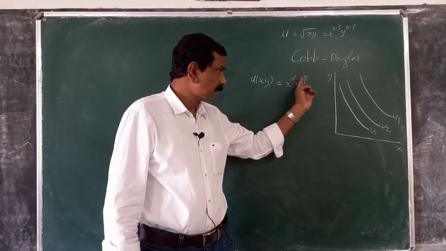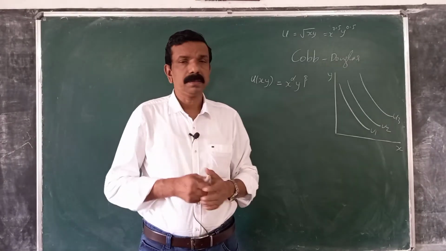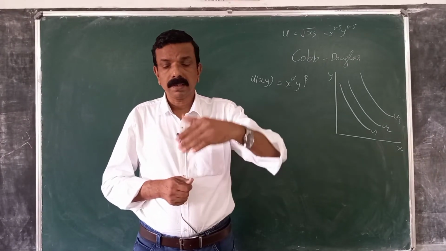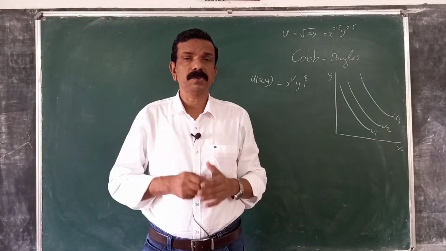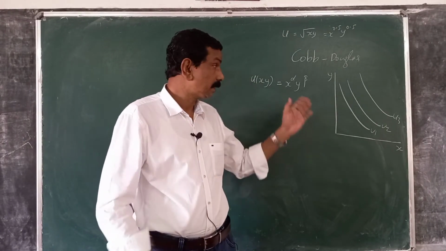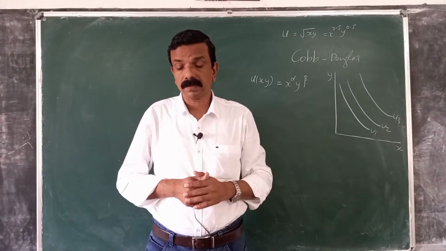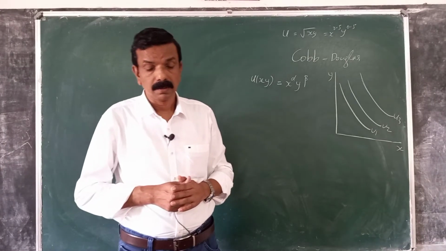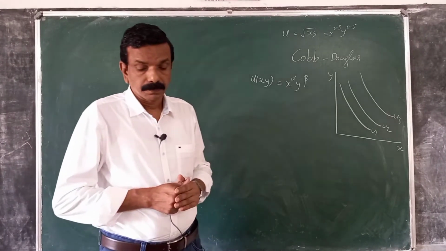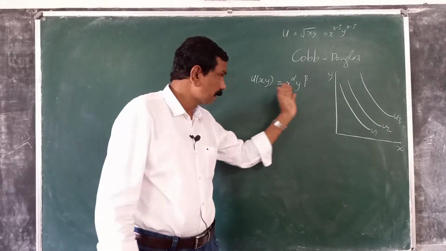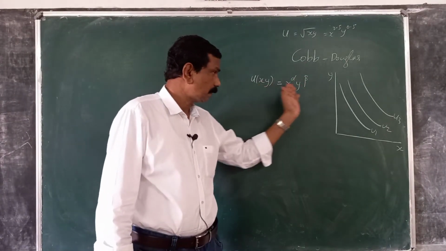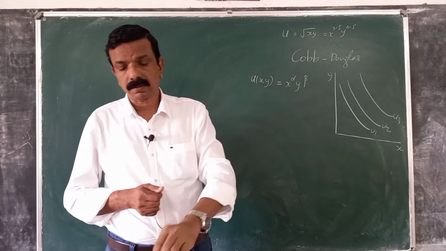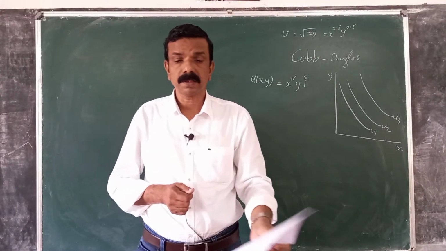Now, the size of alpha and beta determines the relative importance of two commodities to the consumer, the relative importance of x and y. This is a highly useful utility function, and it has wide applications in the context of the theory of consumer behavior.